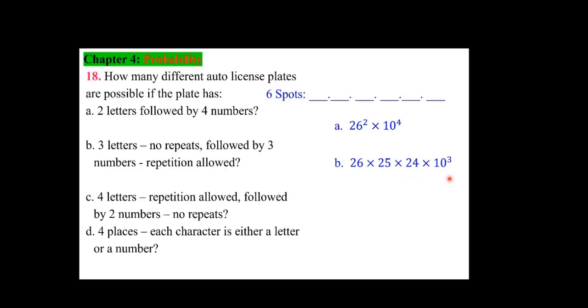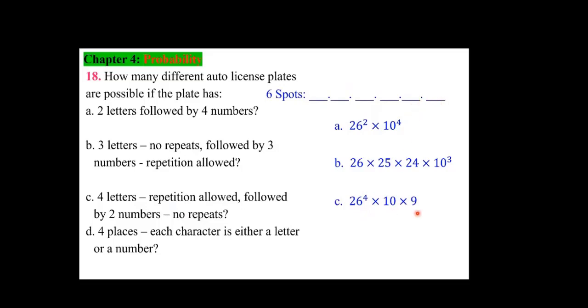Again, the process is important. 4 letters, no restriction, so all of them are 26. And then 2 numbers we can't repeat. So this one is 10, but this one goes down and it becomes 9. So the first 4, 26 to the power of 4. And the last 2, 10 and 9.